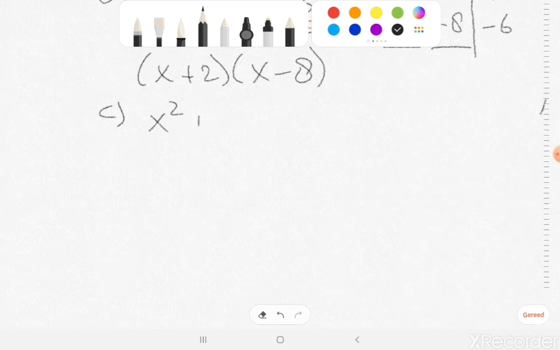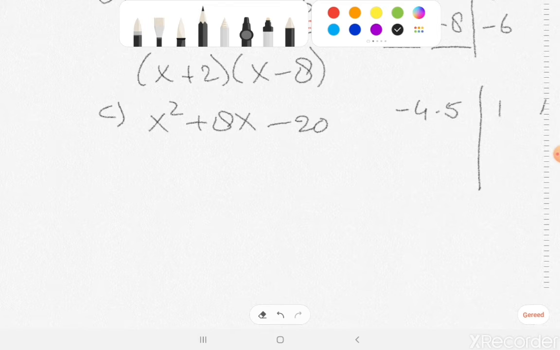x squared plus 8x minus 20. Okay, minus 20, let me look at some multiplications. For example, minus 4 times 5, because that's minus 20. But if I add those two numbers, you get 1. And 1 is not close, because it needs to be 8.